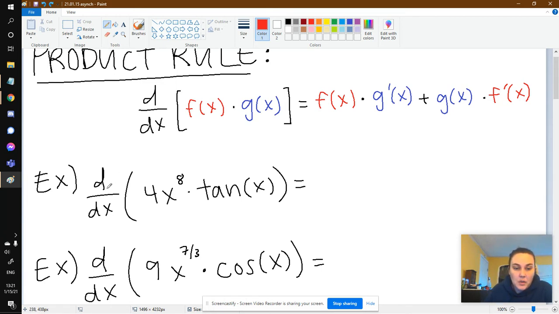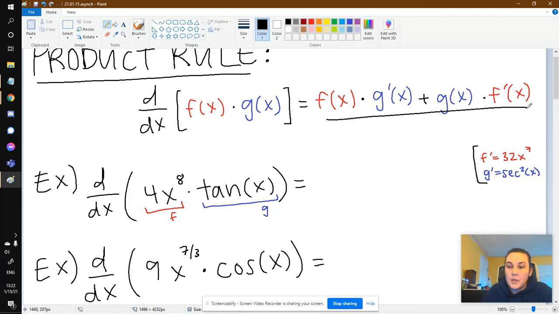In this example, we want the derivative of 4x to the 8th tangent. I'm going to label this as my f. I'm going to label this as my g. Off to the side somewhere, I'm going to say f prime is 32x to the 7th, right? That's the derivative using the power rule. Over here, I'm going to say g prime is secant squared x. That's the derivative using the fact that we figured that out earlier today.